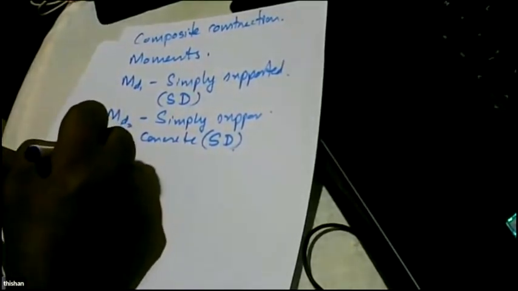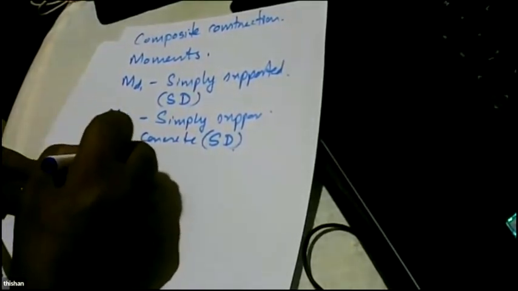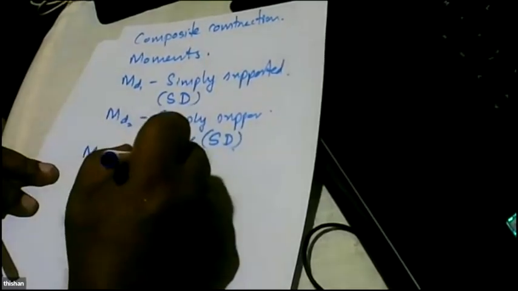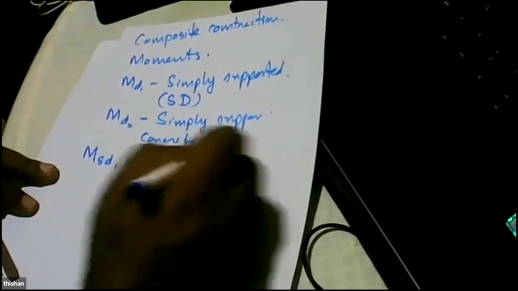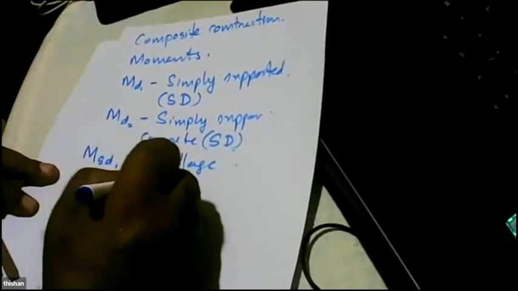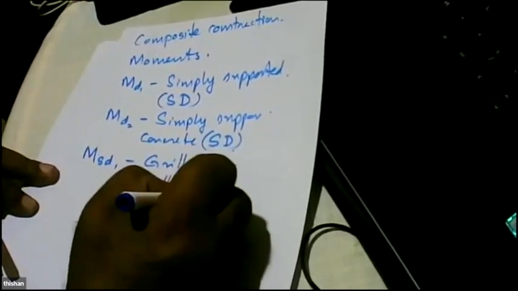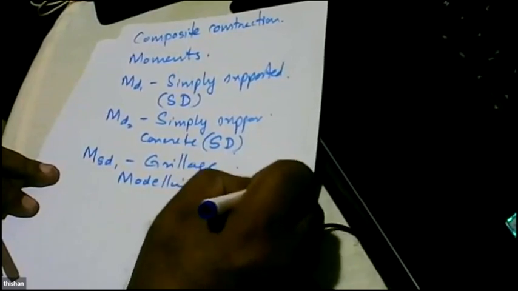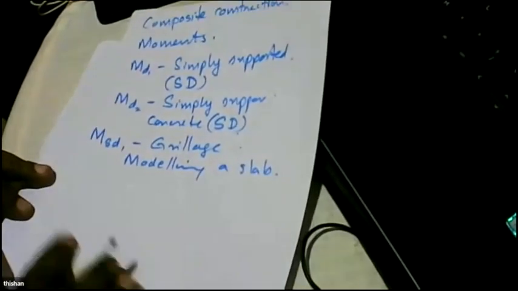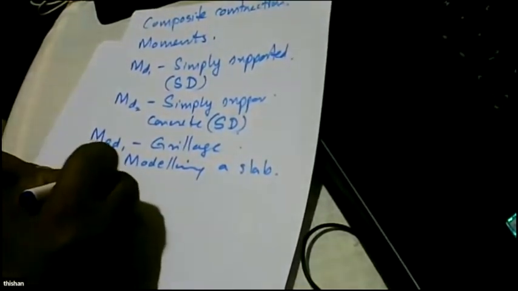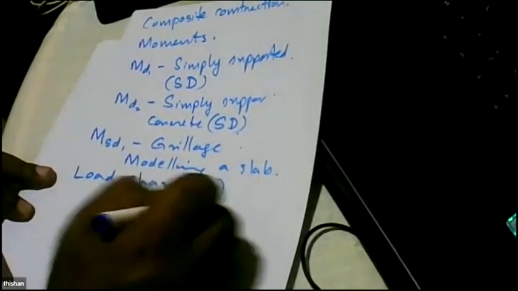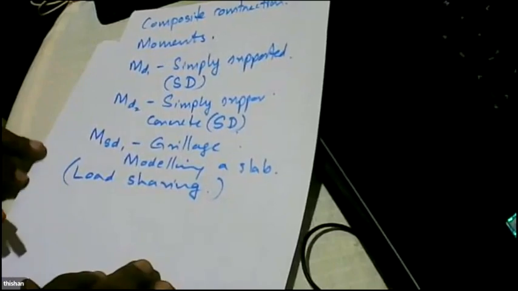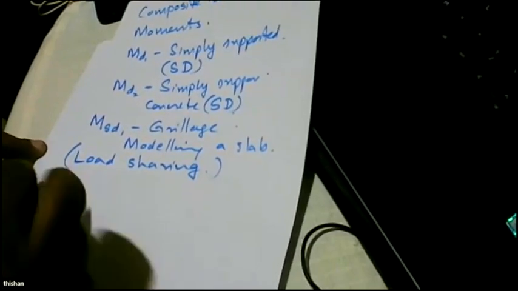Then you get the superimposed dead load 1, which is from the grillage, because we are modeling a slab. What is the importance of the slab? We get load sharing. When it's simply supported, there is no load sharing because there is no composite action.